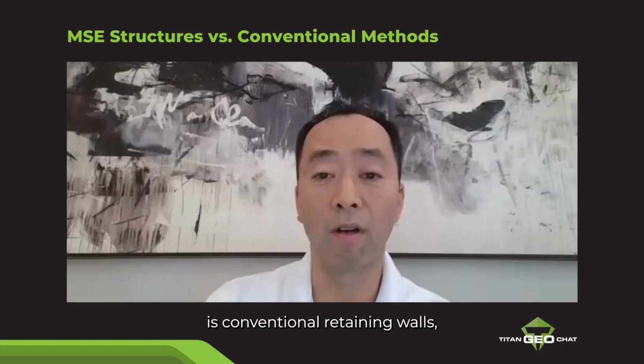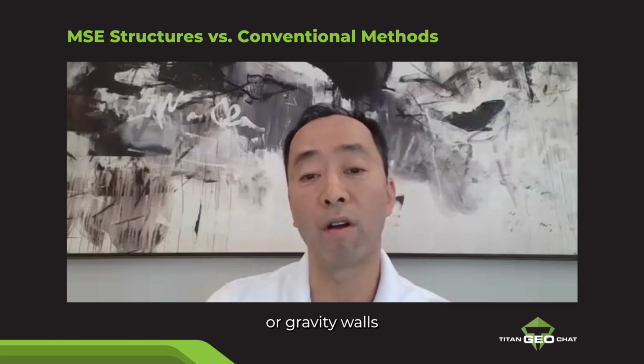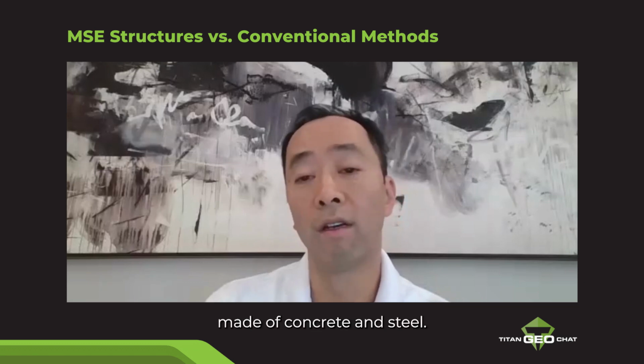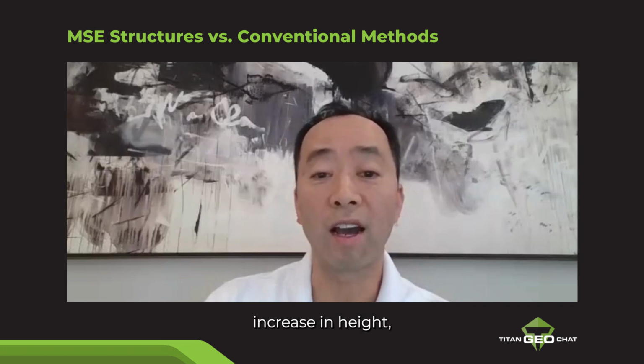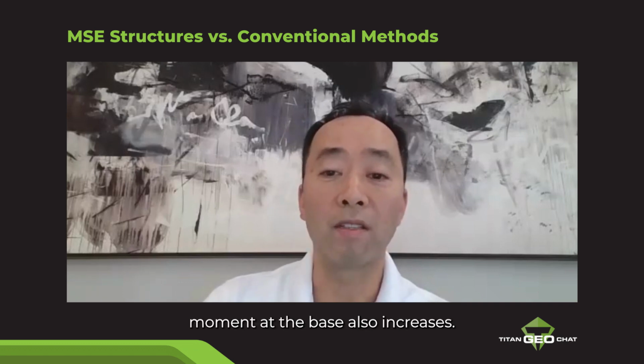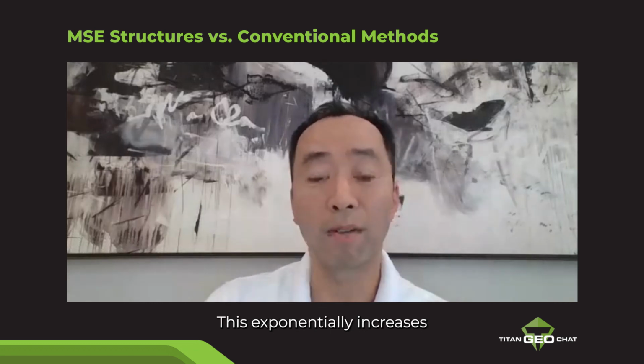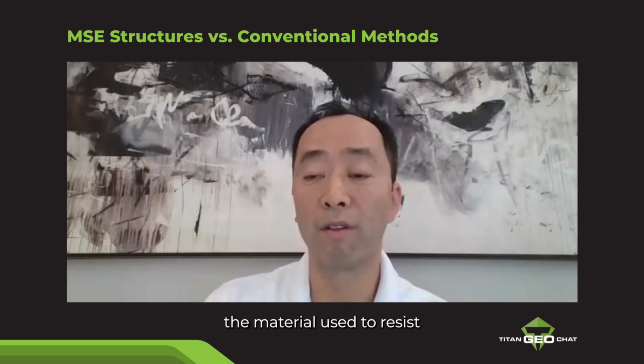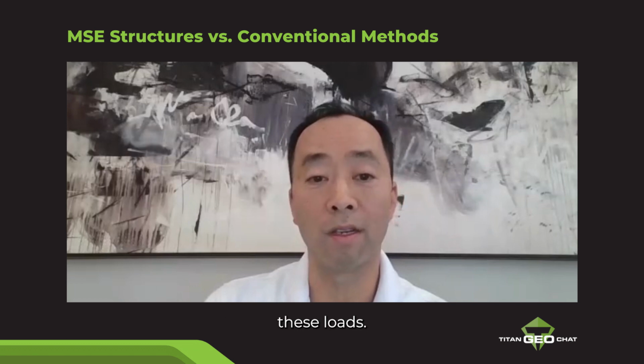Just to clarify, what we're talking about is conventional retaining walls, which are cantilever or gravity walls made of concrete and steel. As concrete walls increase in height, lateral earth pressures increase, and the bending moment at the base also increases. This exponentially increases the material used to resist these loads.